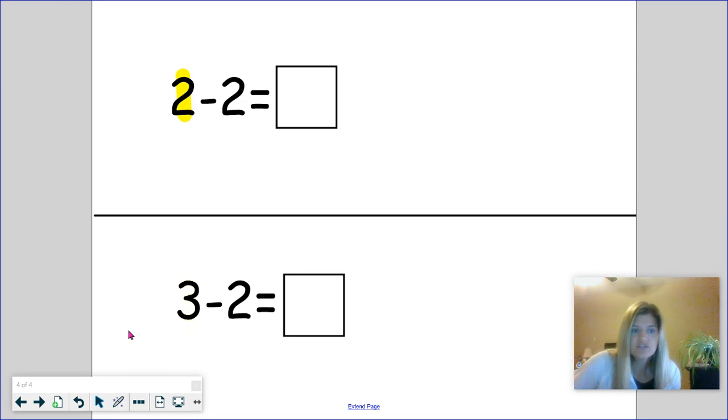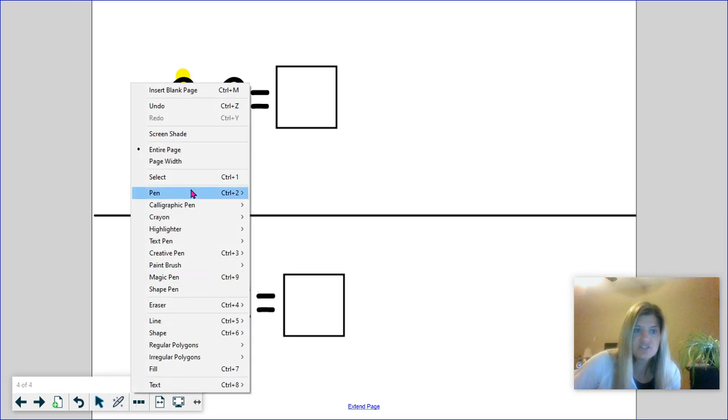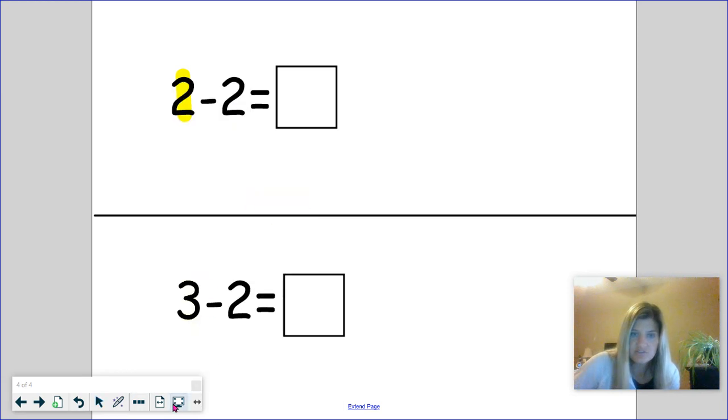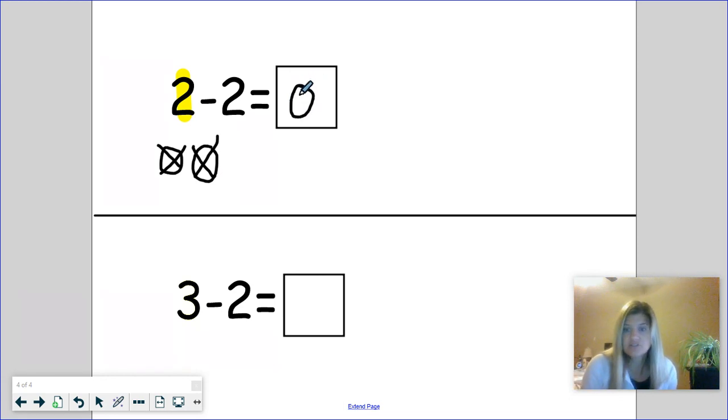This 2. So what I'm going to have you do is draw circles. How many circles? 2 circles. That's the first number. It tells you how many circles to draw. I'm drawing 2 circles. After I draw 2 circles, then I look at the second number, 2 minus 2. So now I need to cross out 2 circles. 1, 2. I crossed out 2 circles. How many circles are left? 0.